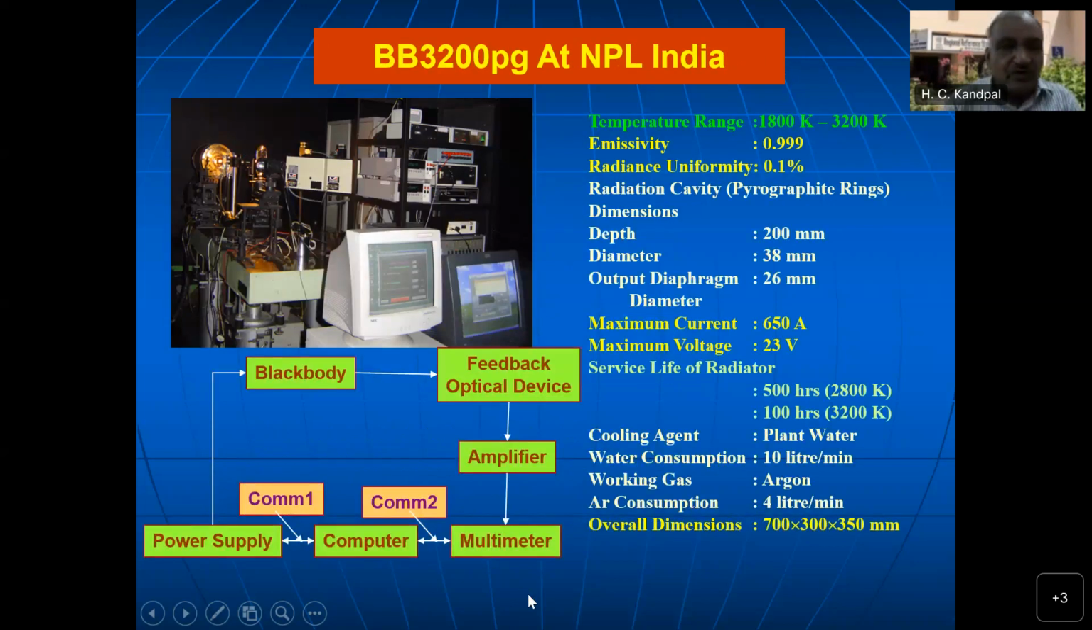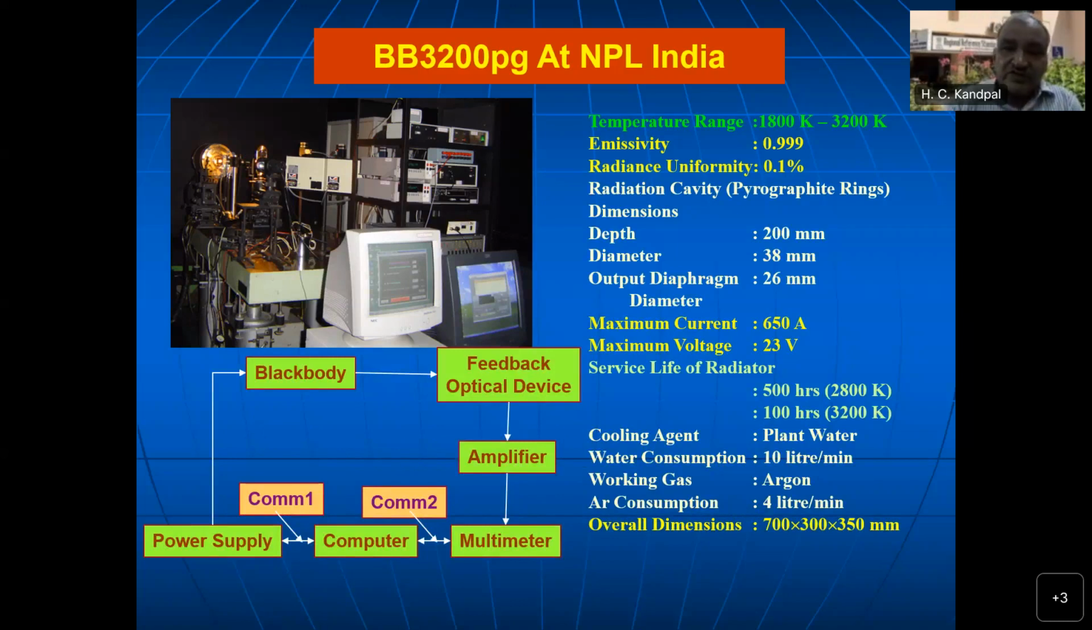Now, this is one of the slides I took when I was at NPL. This is the black body which was working at that time, and now my colleagues must be taking care of this type of system.